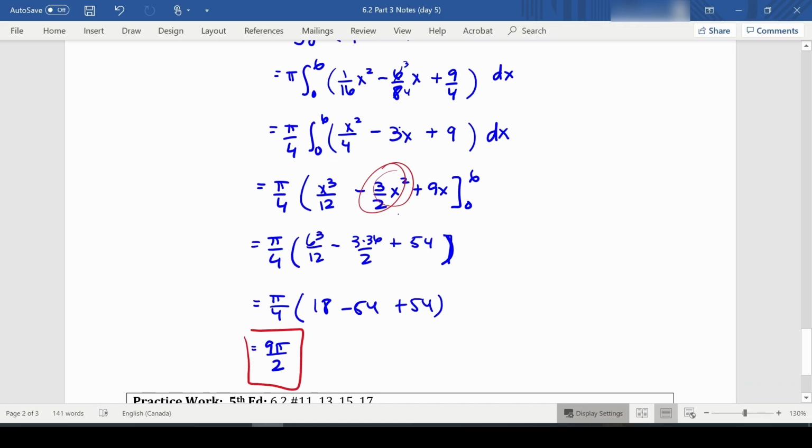The cross sections are taken perpendicular. You'll be given a shape, circles, triangles, squares, whatever it is, and you need to figure out how to find the area of that shape. Your integral therefore adds all those areas together. Again, if you're doing perpendicular to the x-axis, you're with respect to x. Perpendicular to the y-axis, you'll be with respect to y. And that is all.